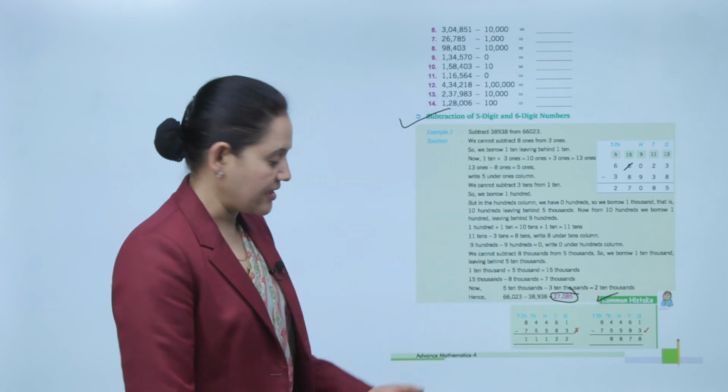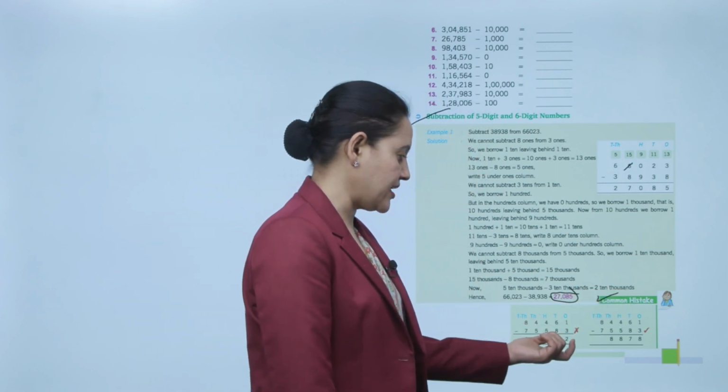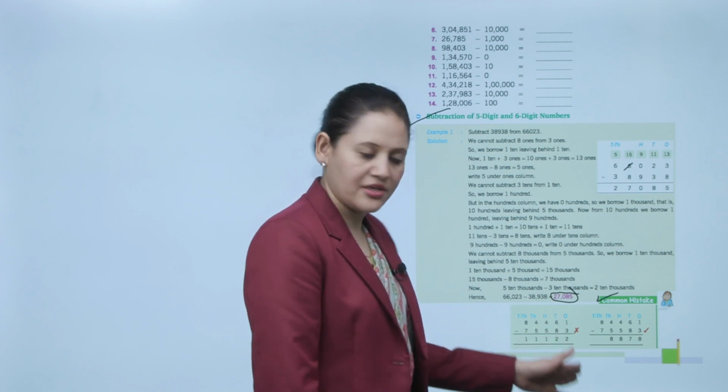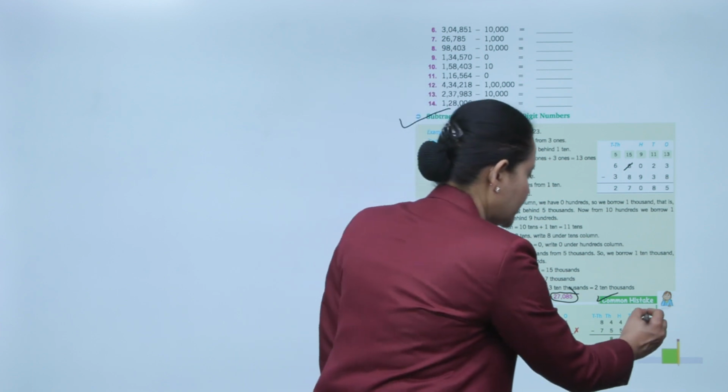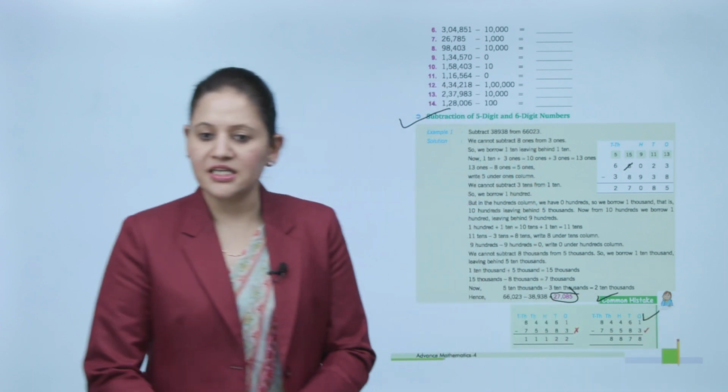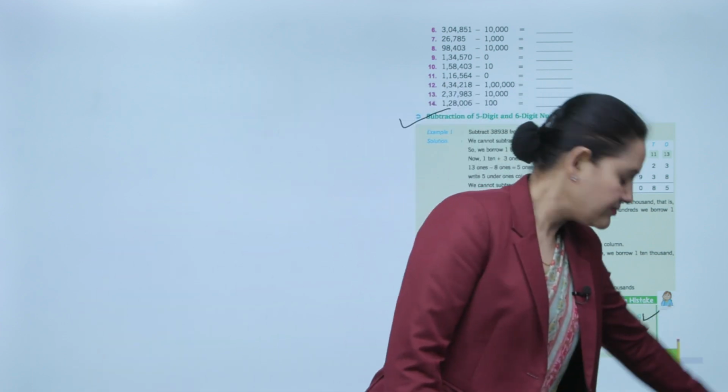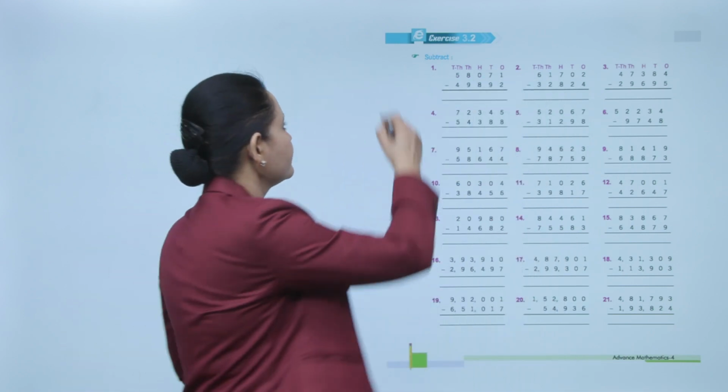Common mistake. When we have to subtract 3 from 1, we cannot subtract it. We cannot write the difference as 2. First we have to borrow and then we subtract. So this is the right method of subtraction. Clear? Next is exercise 3.2.